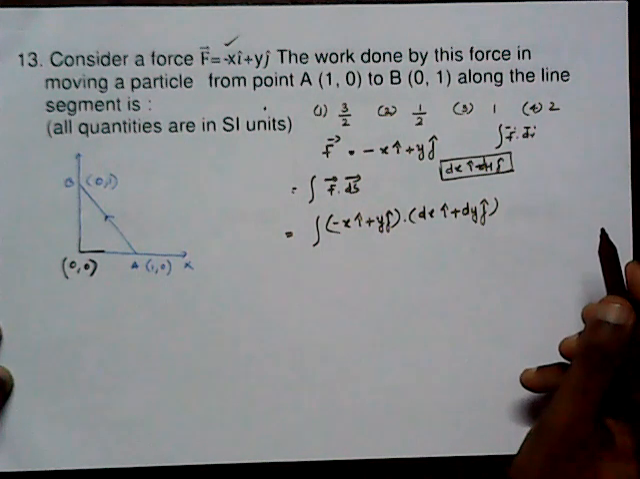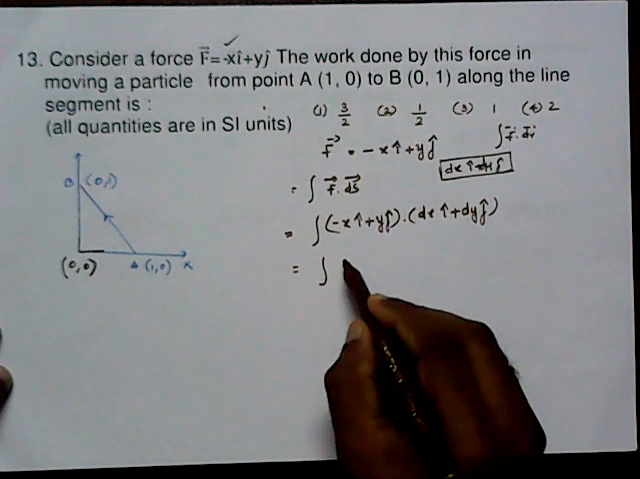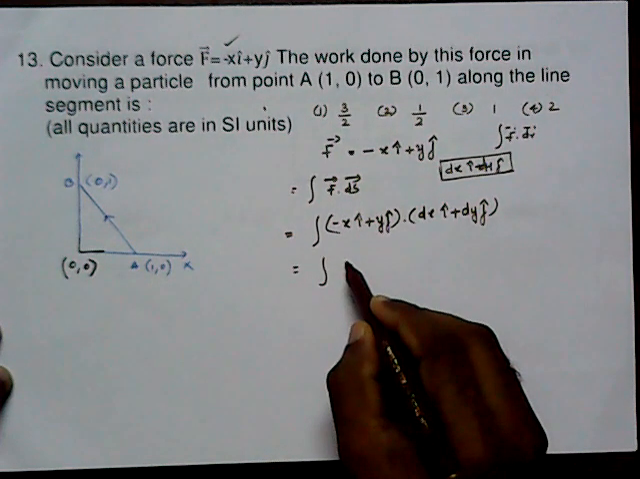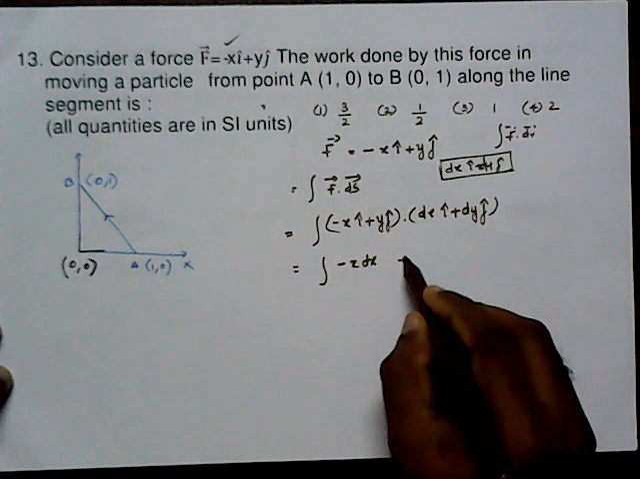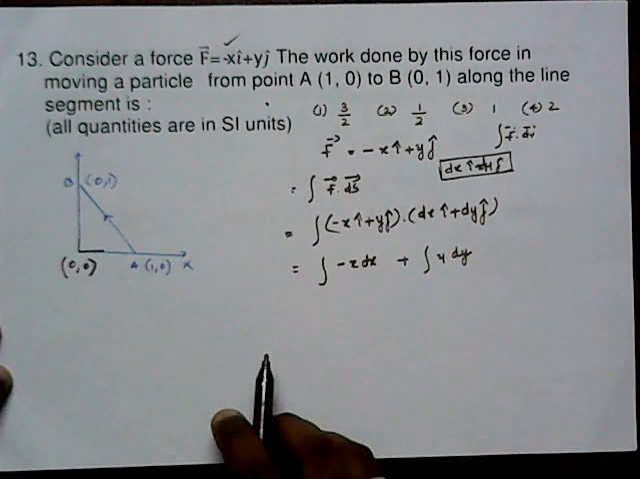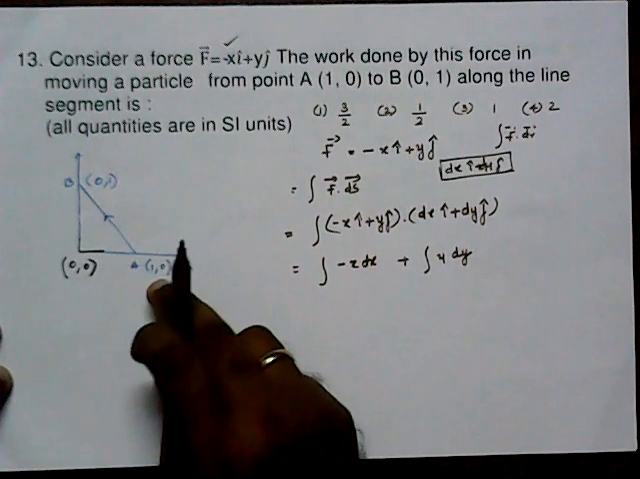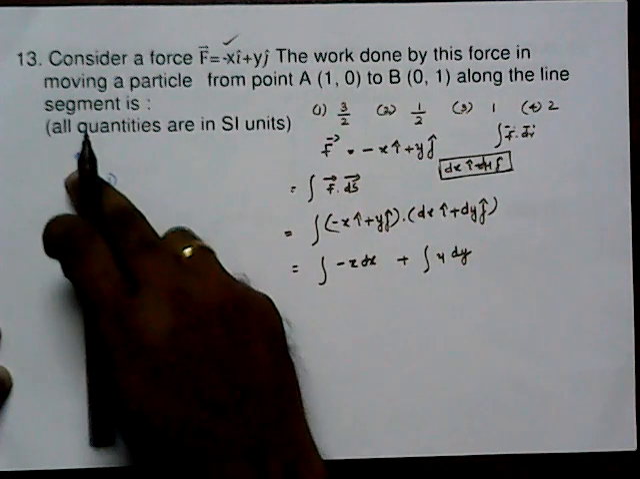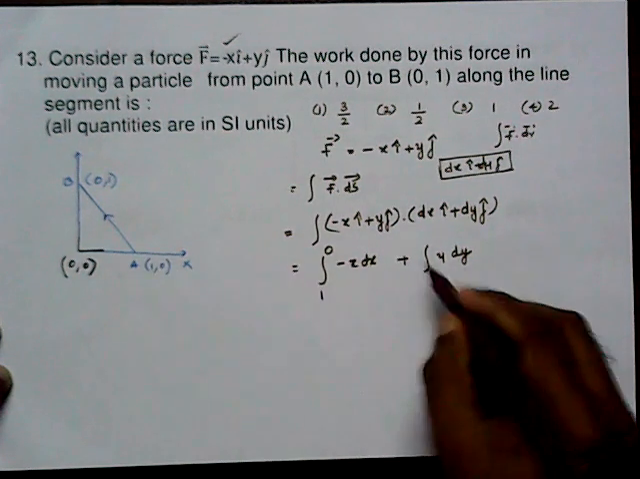So we combine the i and j components together. That is equal to the integral of minus x dx plus the integral of y dy. The limits we have to take are from A to B: the x coordinate from 1 to 0, and the y coordinate from 0 to 1.